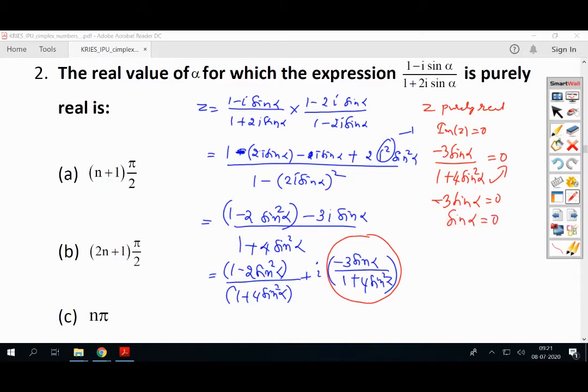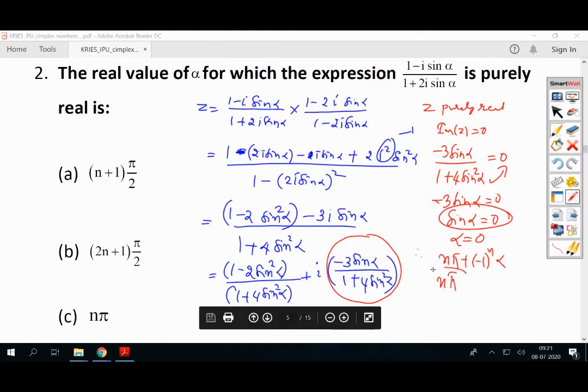Correct? So the general solution for this, since it is a sine equation, is n pi plus (minus 1) to the power n into alpha. This is the formula. Putting alpha as 0, we get n pi. So the answer n pi is going to be the right choice. Option C is the correct choice. Suppose you do all this with the usual method, you have to do this much work.